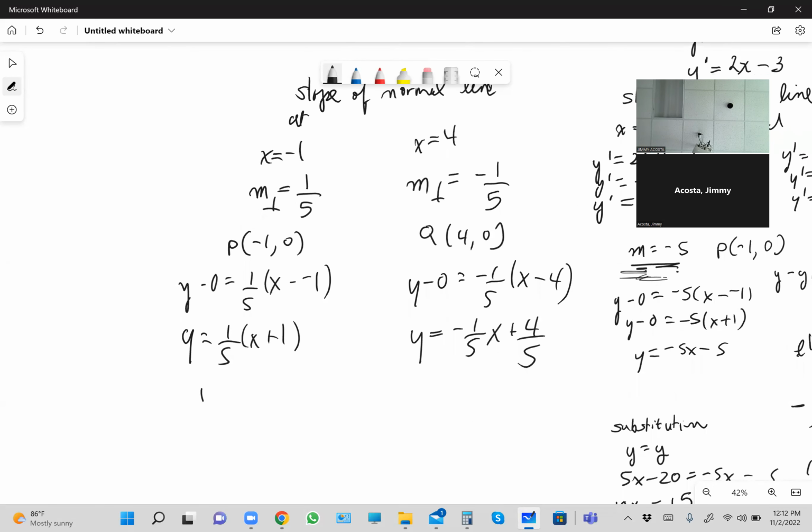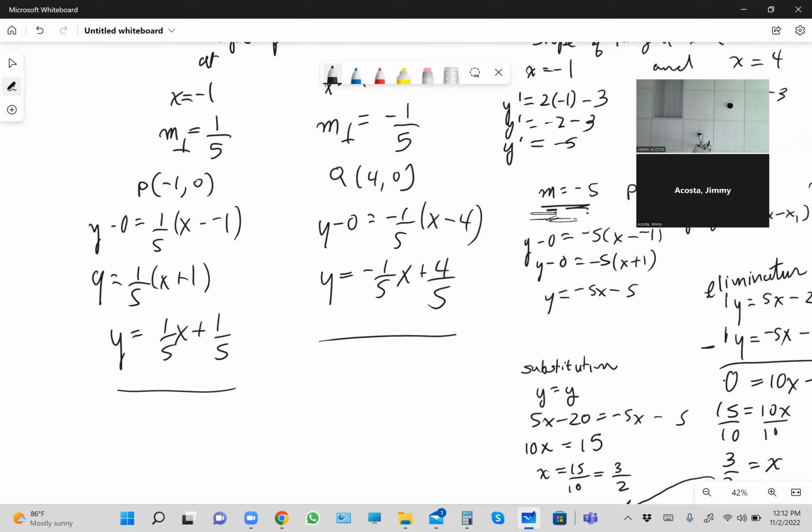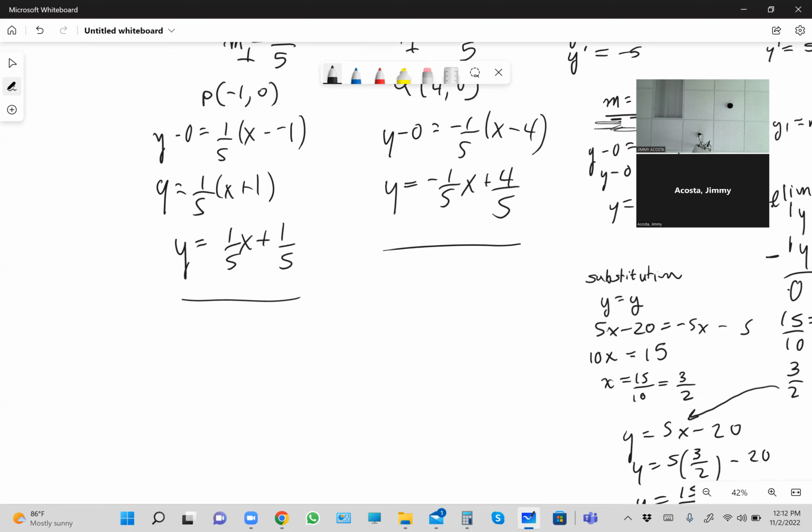And now let me finish the other one. Y equals 1/5 x plus 1/5. And now we've got these two equations that are normals at P and Q to the tangent, obviously, right? And we're going to find the intersection point between them. So we're going to set them equal to each other, or we can use elimination, whatever you like. I'm going to use substitution because it's easier for me right now, but it's easy to do the other one because they're set up nicely for us.